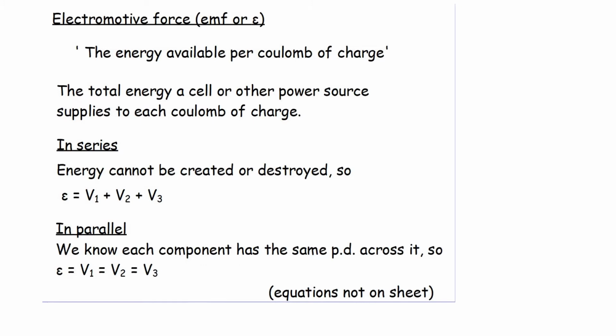In series, we know that energy cannot be created or destroyed. So in series, the total EMF is equal to the sum of the potential drops across each component, V1 plus V2 plus V3. In parallel, we know each component has the same potential difference across it. So the EMF equals V1, which equals V2, which equals V3.